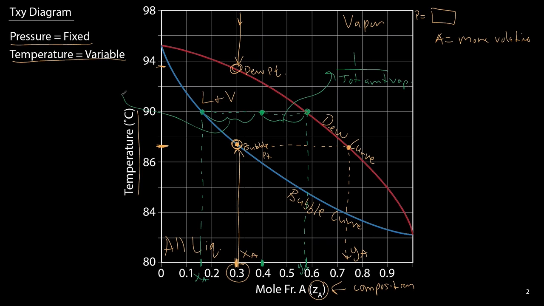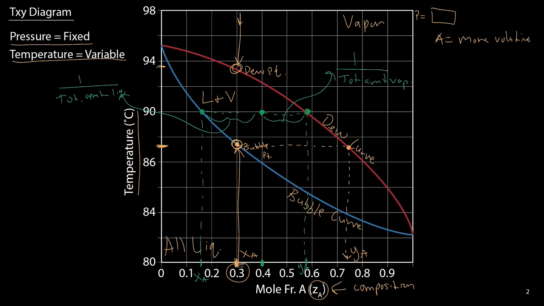Likewise over here, 1 over the line segment length is the total amount of liquid. Now mathematically we can figure out how much total liquid and how much total vapor there are using the lever rule. But let's go back and look at this orange system here.